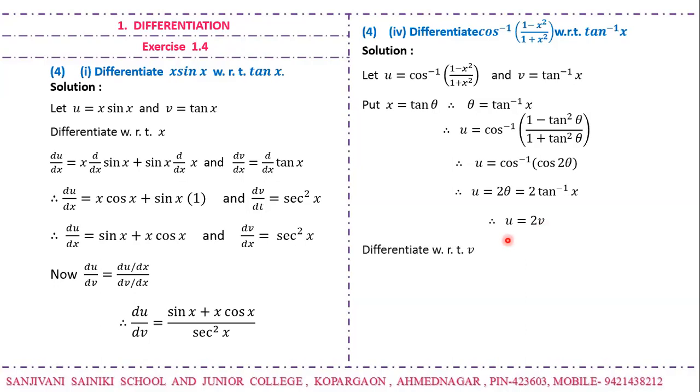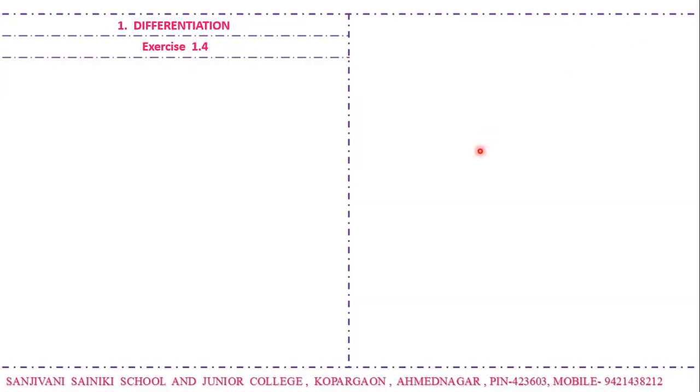So we can directly differentiate with respect to v, and we obtain du by dv is equal to 2 times d by dv of v. It is 1. So du by dv is 2, the derivative of one function with respect to another function.